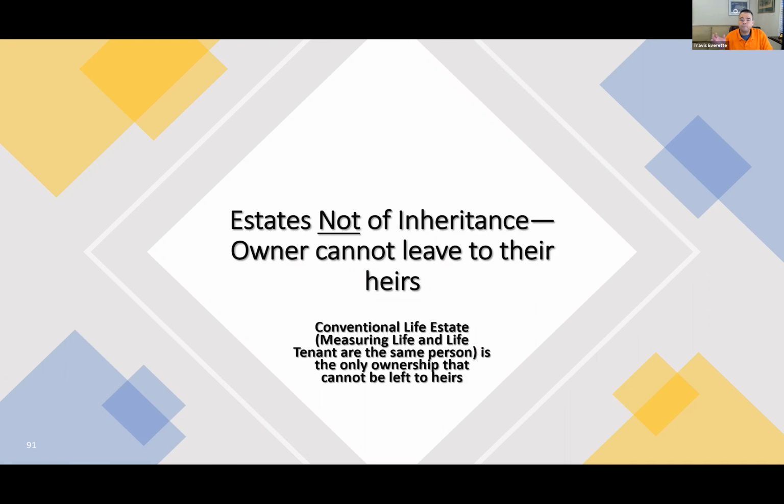Here's why. When would you leave something as an inheritance? Let's say, for example, Michelle owns a piece of property. When would she potentially leave that as an inheritance for her heirs? When she died. If she has a conventional life estate, what's going to change when she dies? She doesn't own it anymore. She can't possibly leave it as an inheritance if she doesn't own it. So a conventional life estate is not inheritable. That's the one.